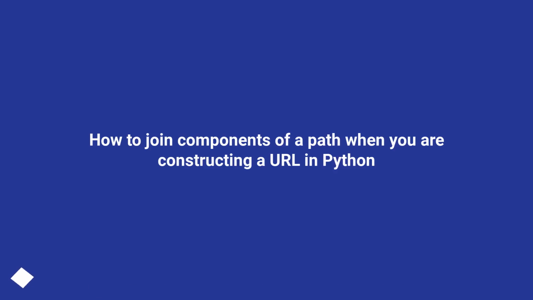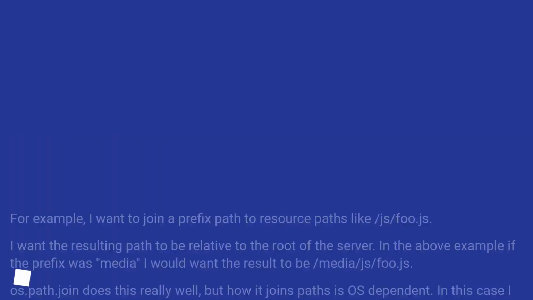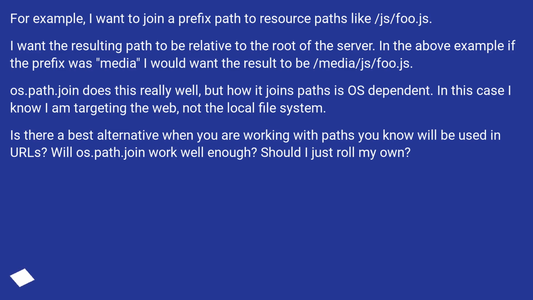How to join components of a path when you are constructing a URL in Python. For example, I want to join a prefix path to resource paths like /js/foo.js. I want the resulting path to be relative to the root of the server. In the above example, if the prefix was media, I would want the result to be /media/js/foo.js.